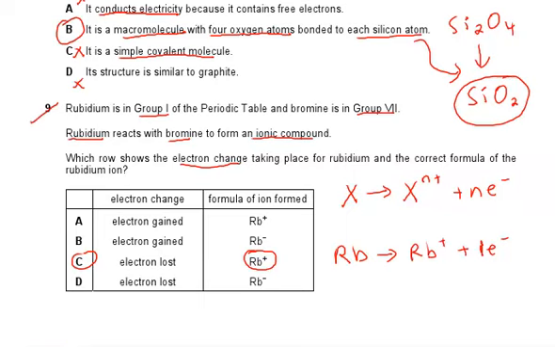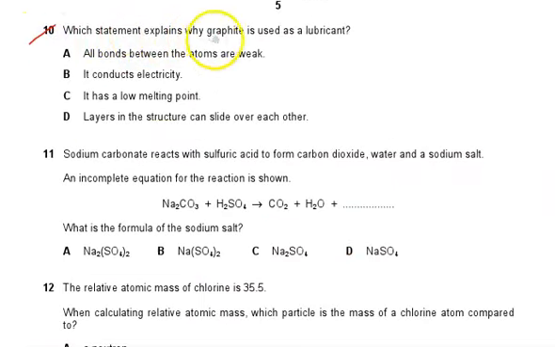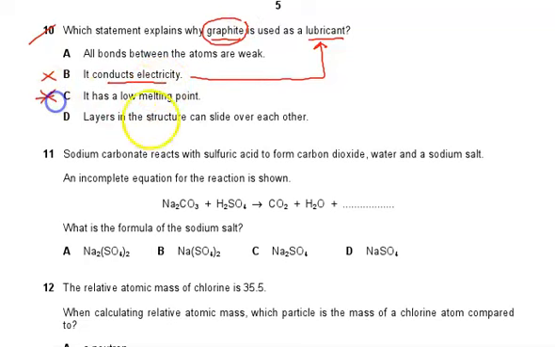Now let us look at question number 10. Which statement explains why graphite is used as a lubricant? All bonds between the atoms are weak? Not really. Conducts electricity? If it does conduct electricity, there is no use of it becoming a lubricant. But yes, it does conduct electricity, but this is not the answer. It has a low melting point? Graphite has one of the highest melting points, so this is also wrong.